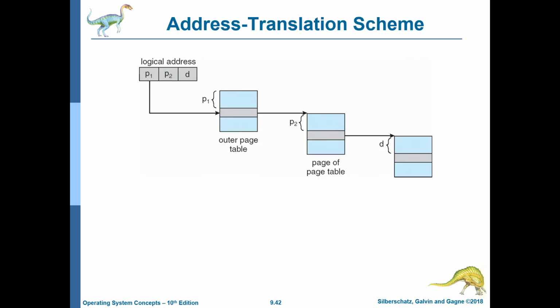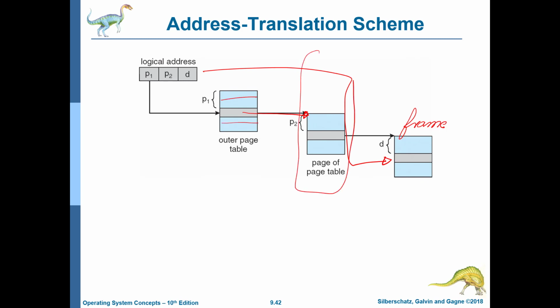So the logic is that first we use P1, that points to one entry, that points to a secondary page table, then we use P2, and finally that points us to the frame. This is the frame, and then we use the displacement D to actually access the byte within the frame. And as I said, we will only have a few secondary page tables because many of these rows will be empty, they'll not point to anything, and consequently the space invested over here will be much lower.